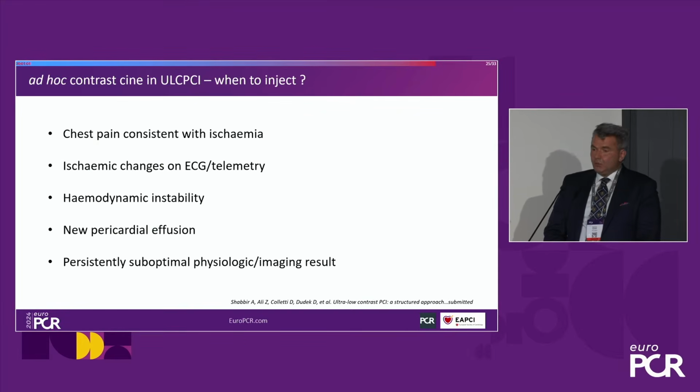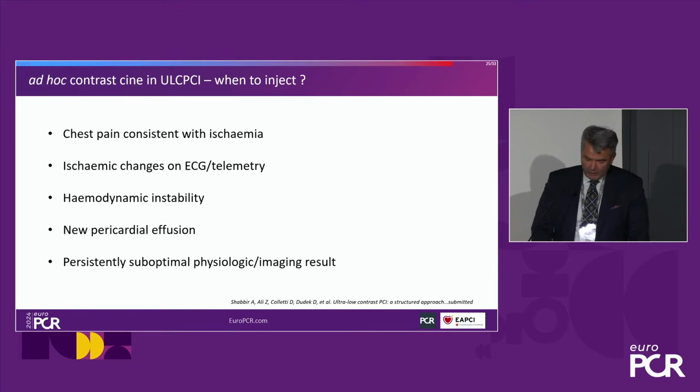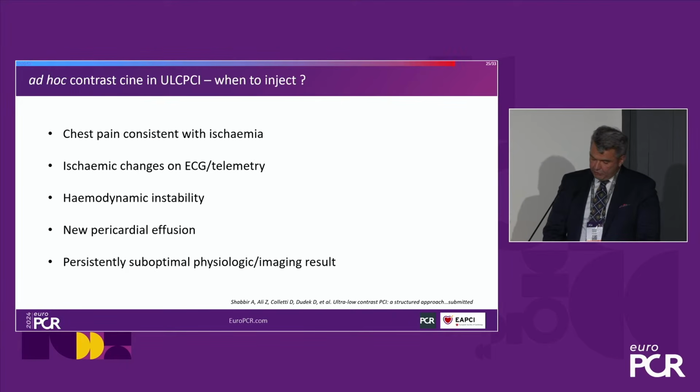So finally, when you really need to inject contrast, we think that is when you have the chest pain associated with ischemia, when you have the big ischemic changes, when you have the hemodynamic instability, new pericardial effusion in echo, and when you have the suboptimal physiology or imaging result and you don't know the reason. So these are really 5 indications when you really need to inject the contrast.